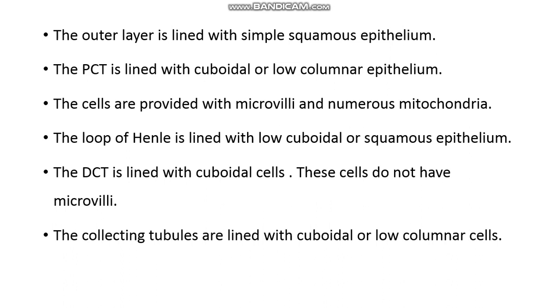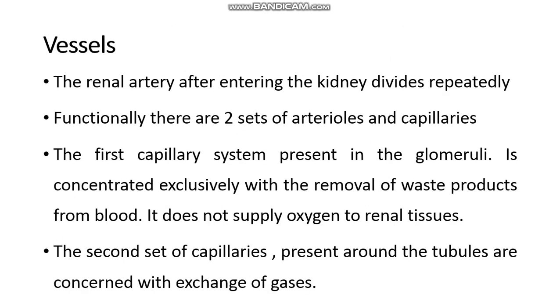But in case of the DCT, that is the distal convoluted tubule, it is lined with cuboidal cells. But these cuboidal cells which form the lining of the DCT are devoid of microvilli, they do not have any microvilli in their structure. But in the case of PCT, it has microvilli and numerous mitochondria. Then coming to the collecting tubules, they are lined with cuboidal or low columnar cells.